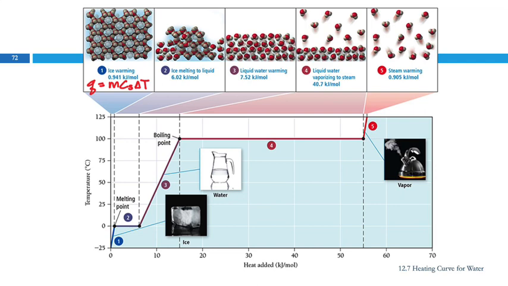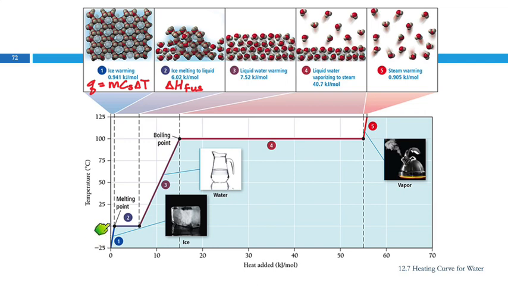The next thing that would happen as you're adding more heat is that 1 mole of water is going to melt. So that's this one. Melting from a solid to a liquid is going to take 6.02 kilojoules per mole. That's the heat of fusion. So that's delta H fusion.